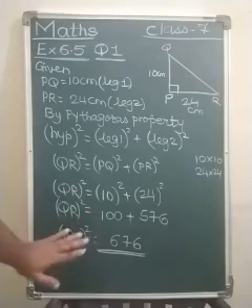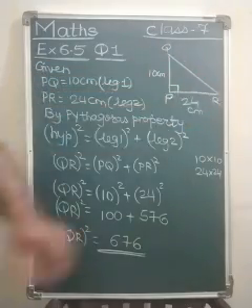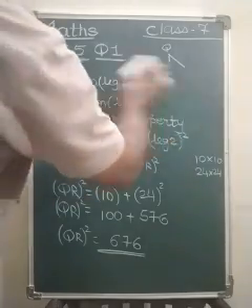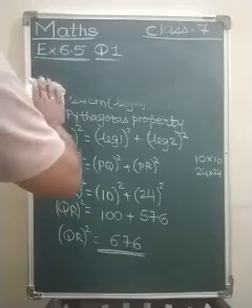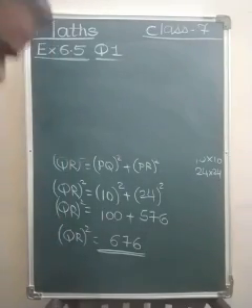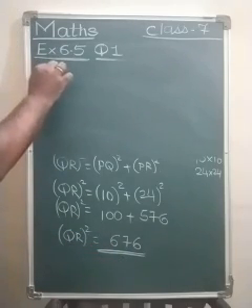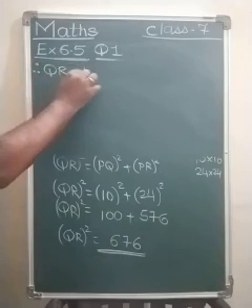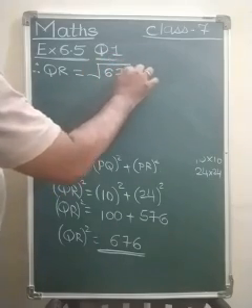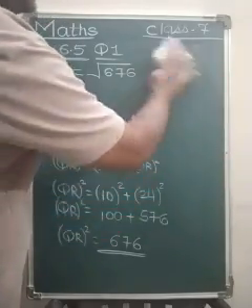The answer is not yet done. This is QR square and we only require QR. So in order to find QR, we will have to find the square root of 676. Therefore QR equals root of 676. Now squares and square roots you are going to learn in 8th standard.